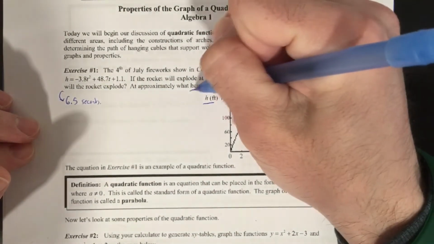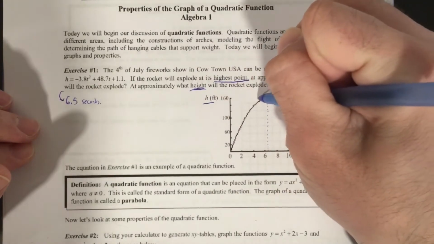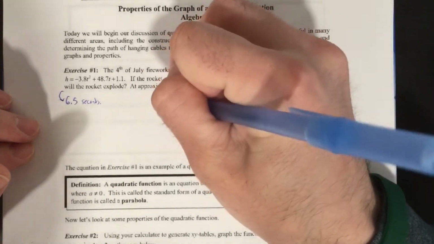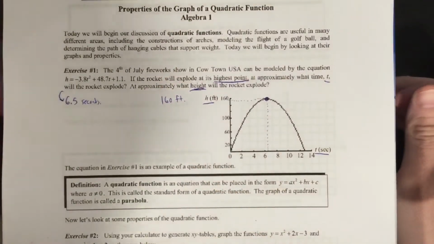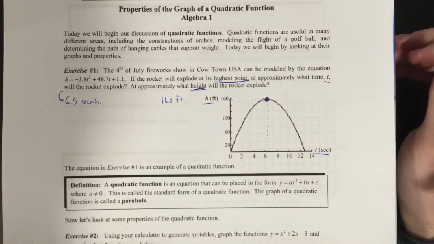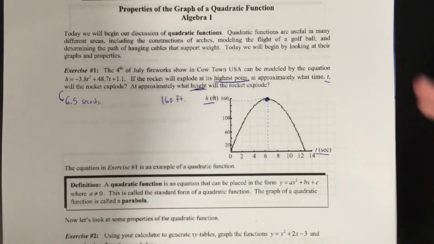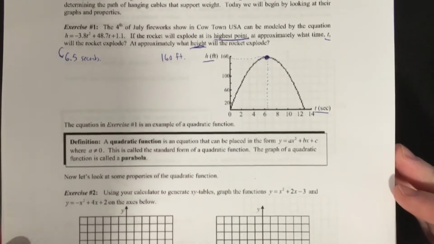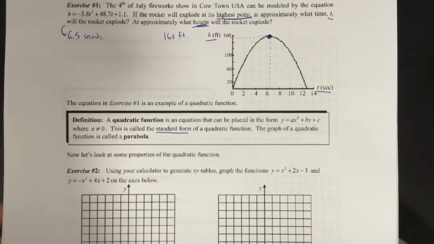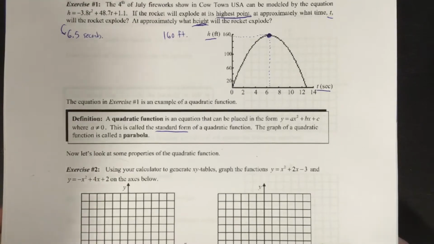At approximately what height? So we're looking at the y. If we were to go over here, about 160 feet. Okay, so that would be the vertex. You guys talked about different parts of a quadratic as well. So we talk about standard form here, highest exponent to lowest exponent, ax squared plus bx plus c.